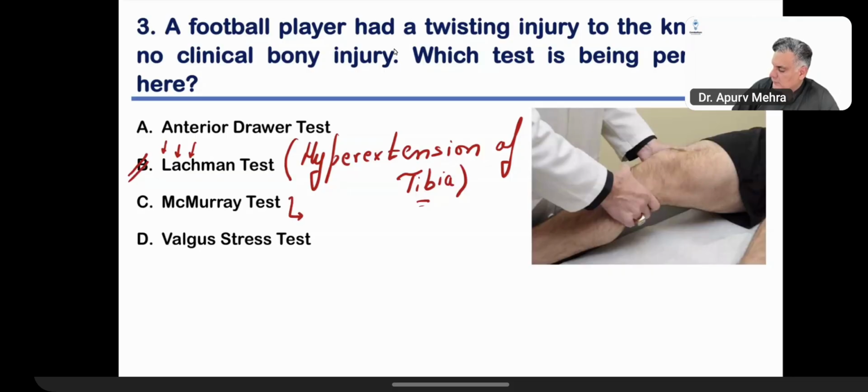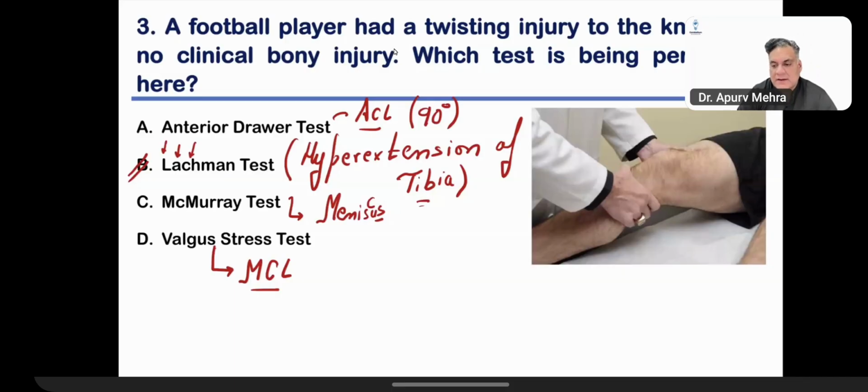What is the McMurray test for? Meniscus injury. What is the valgus stress test for? Medial collateral ligament. What is the anterior drawer test for? Again ACL, but here there will be 90-degree flexion of the knee, whereas in the Lachman test it is 20-degree flexion. So the Lachman test is the best answer here. Okay, friends?